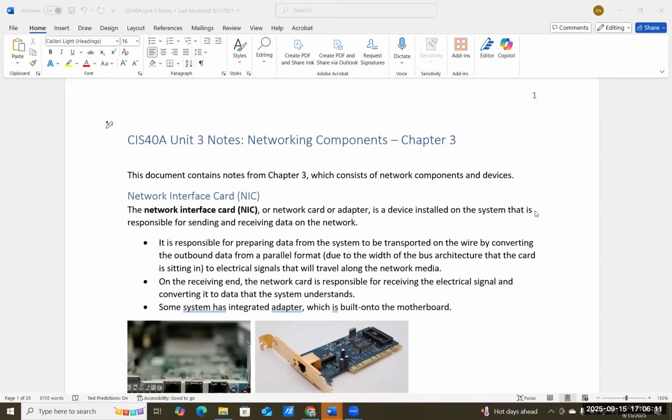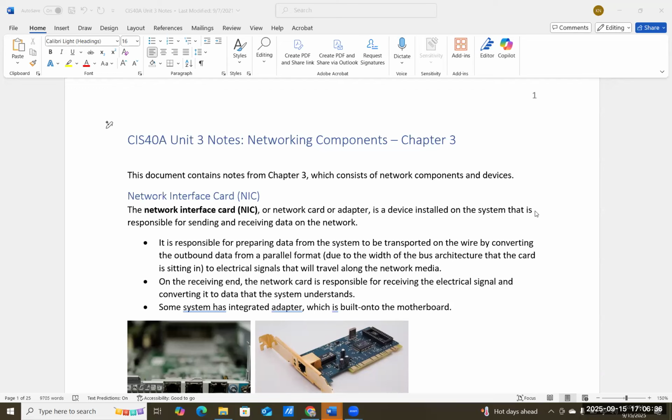And then you are going to start configuring static IP down the line, especially when you're configuring servers. So it's kind of important to know what device is doing what, right? I know this might be review from CIS40A or another class, but it's always good to be familiar with these components and systems.